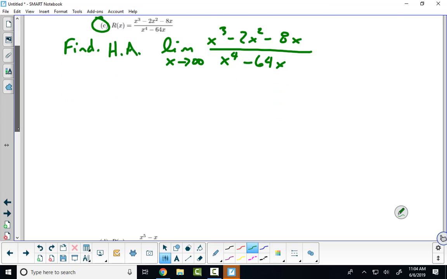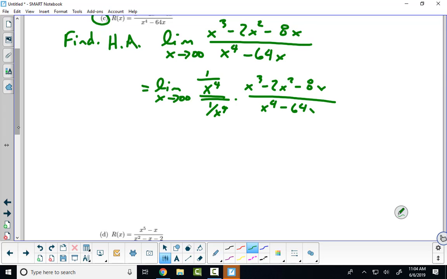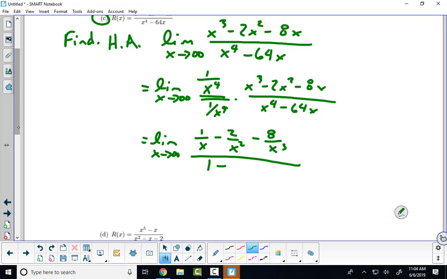Okay, we're going to do this one a little bit faster. What is my trick here? 1 over x. We're going to do 1 over x to the what power, folks? 4. 1 over x to the 4th. That gives me, when I distribute, 1 over x minus 2 over x squared minus 8 over x cubed, all divided by 1 minus 64 over x cubed.